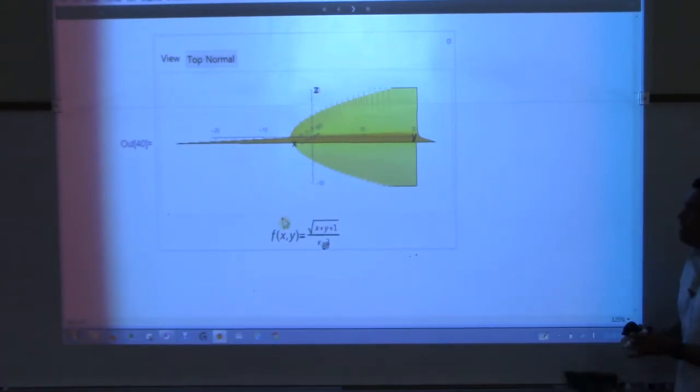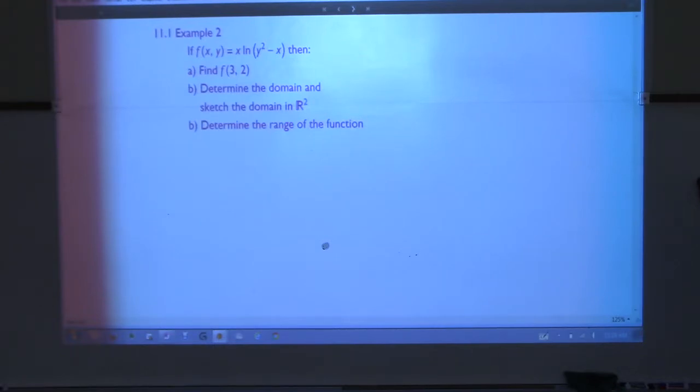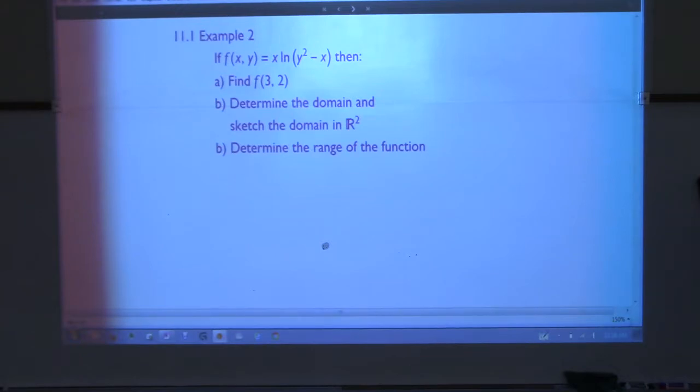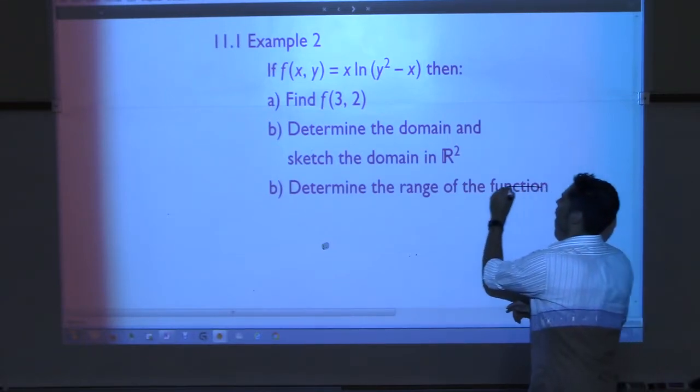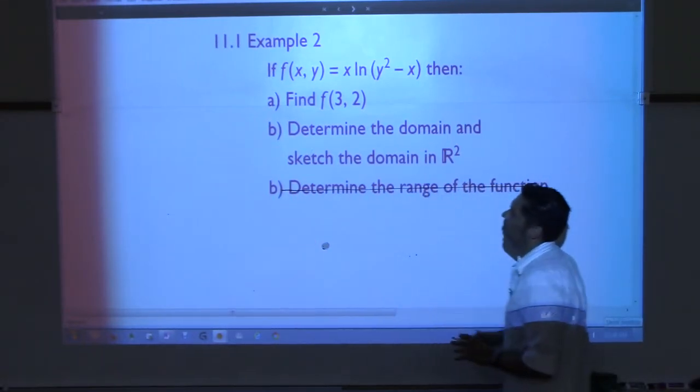What I want you to see is how we found the domain algebraically, and it matches with the picture. Here's a new one. Why don't I give you a minute to do that? See if you can handle that domain. You don't have to really do the range.